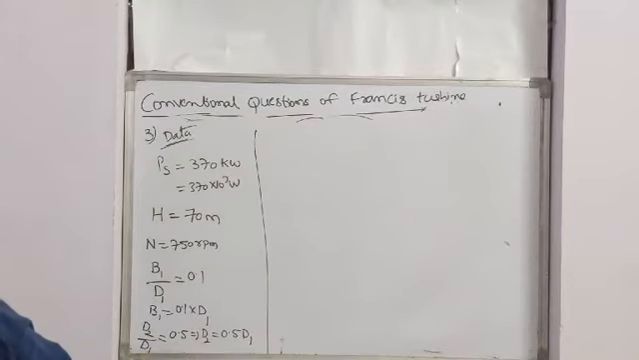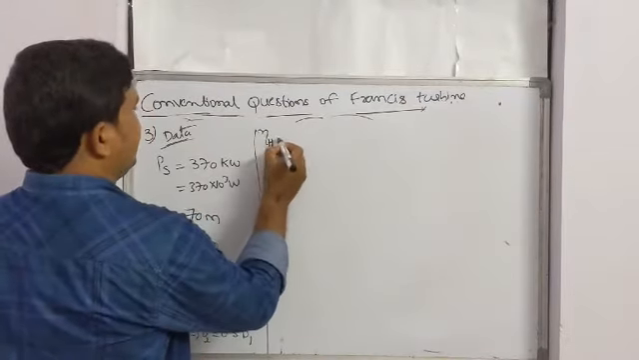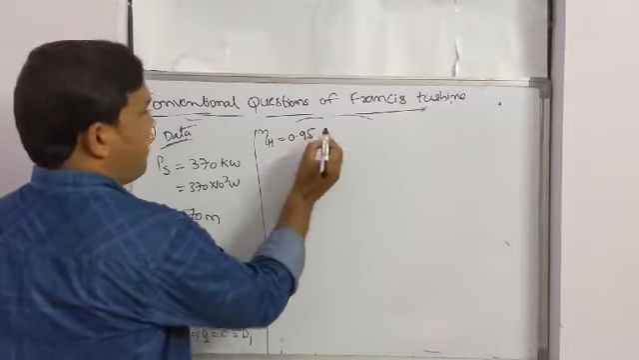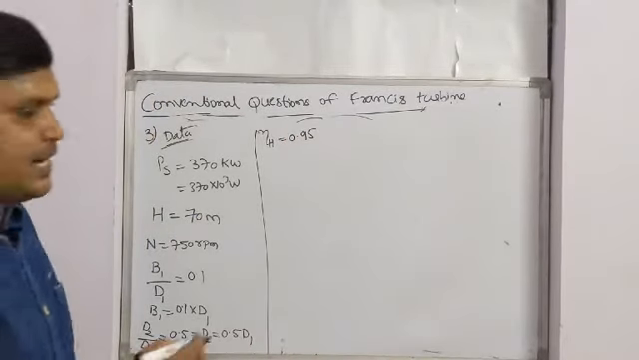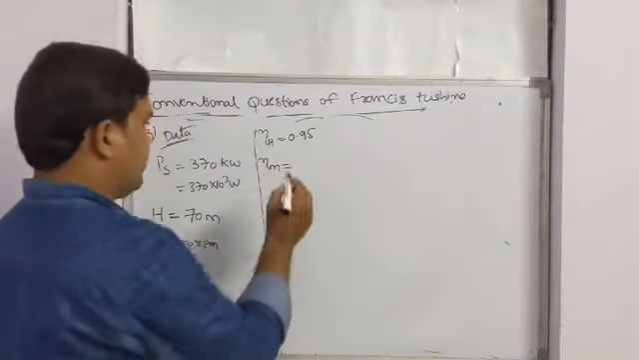Next, the hydraulic efficiency is given as 0.95, that is 95%, and the mechanical efficiency is given as 0.84.